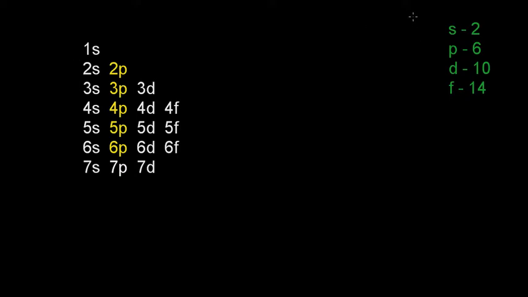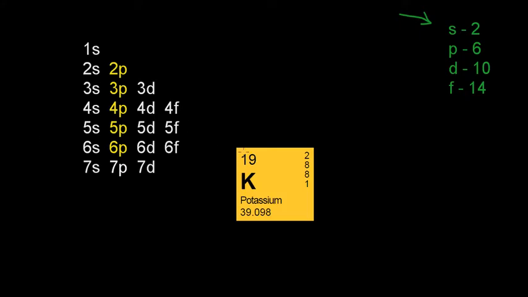One thing that we have to make sure that we memorize is how many electrons each of these orbitals can contain. So s can have up to 2, p can have up to 6, d up to 10, and f up to 14. So as an example, let's find the electron configuration for potassium, which has 19 electrons.